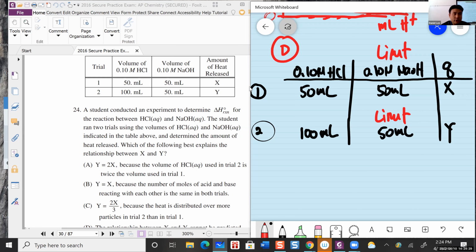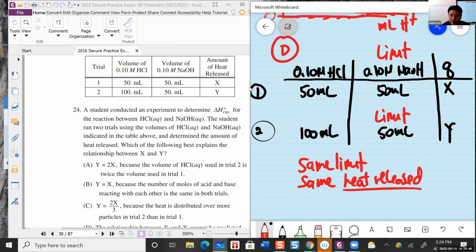So if you did not change the amount of limiting reagent, your Q heat released must be the same. So when you have the same limiting reagent, the same amount of heat is released, okay? So it will be the same Q. So that's why the answer is B, right? So what do we know about the relationship between X and Y? The only one that says they're the same is B.